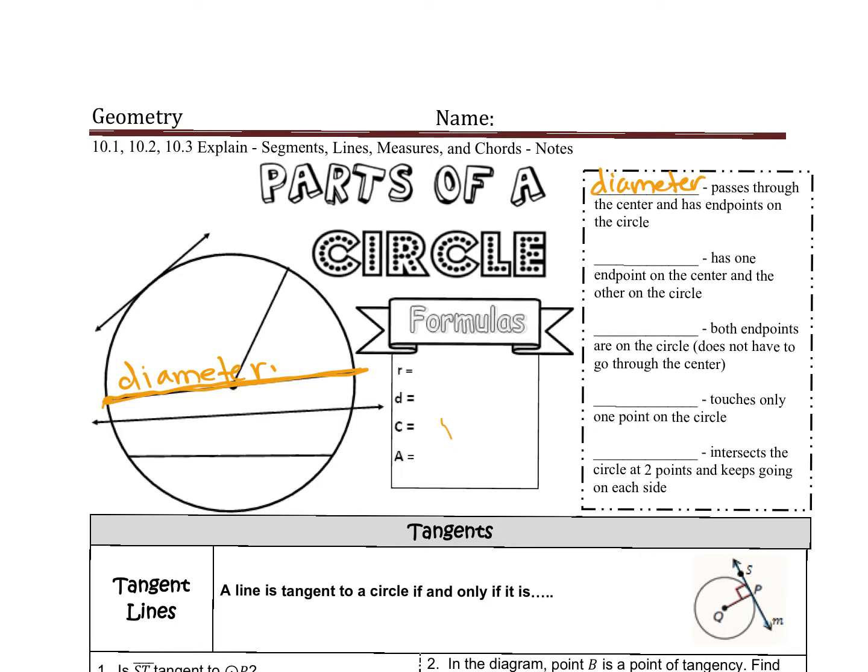Then the next one says, has one endpoint on the circle or center and the other on the circle. This is called a radius. So the line right here would be the radius. Both endpoints are on the circle, it does not have to go through the center. So it'd be this line right here. This is called a chord.